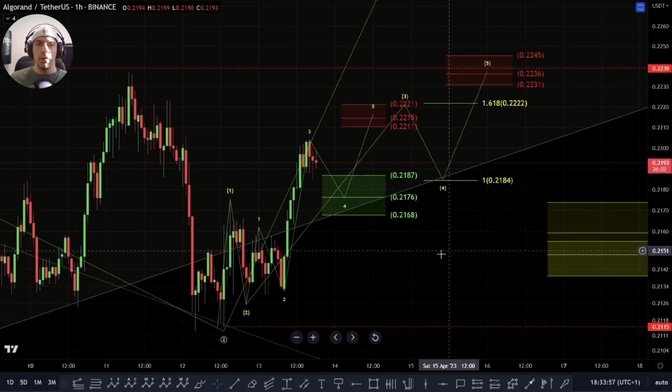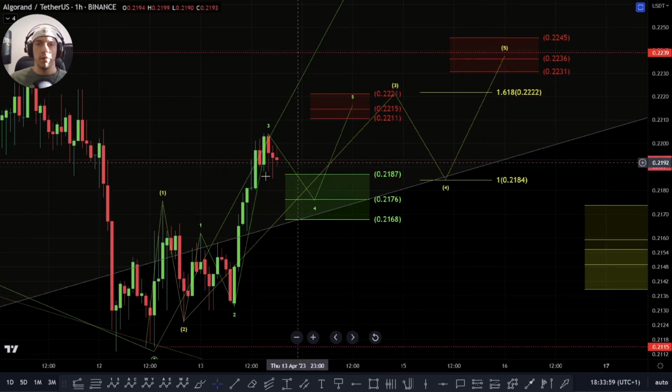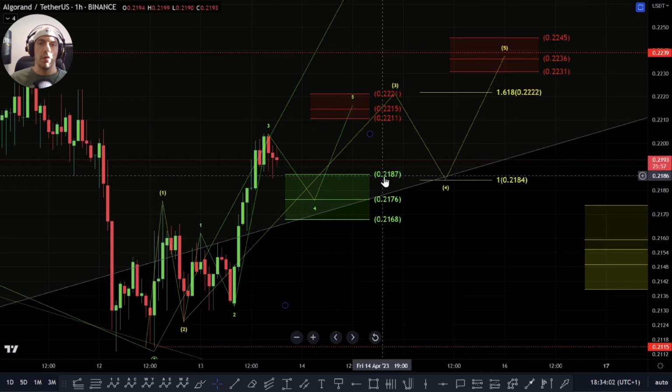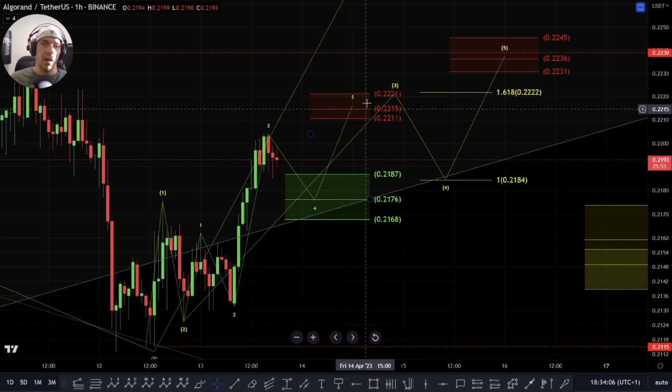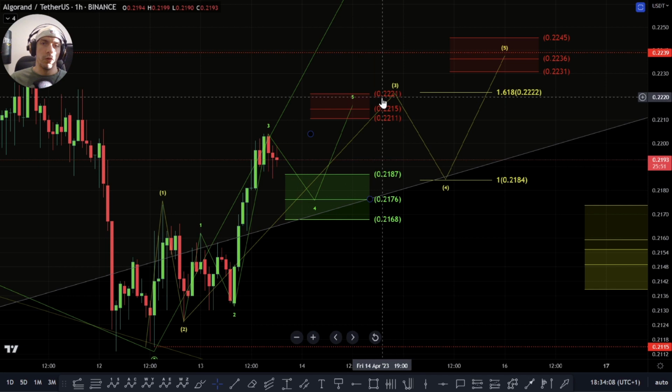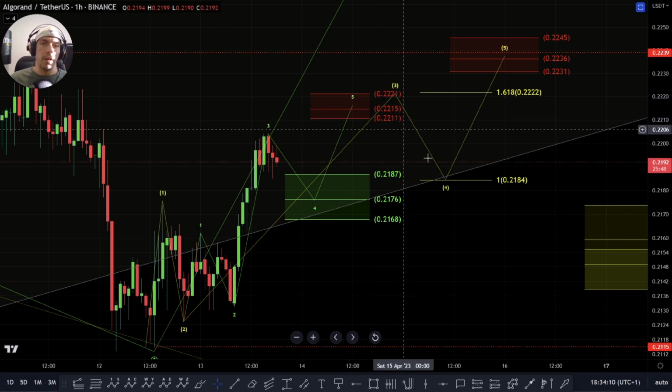So what we want to see here for continuation to the upside is this fourth wave area holding, which is between this 21.87 and this 21.68. Maintaining this would make me look for this higher fifth wave up here towards this 22.21 to this 22.11.